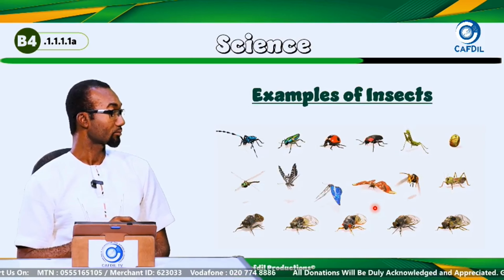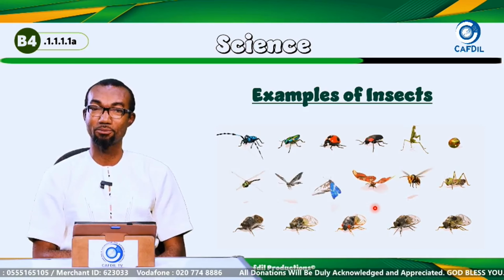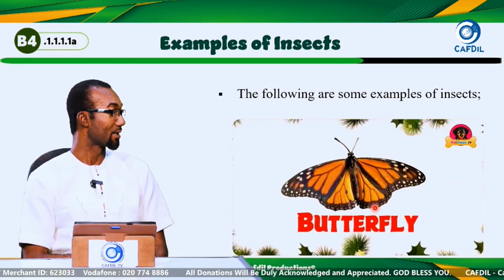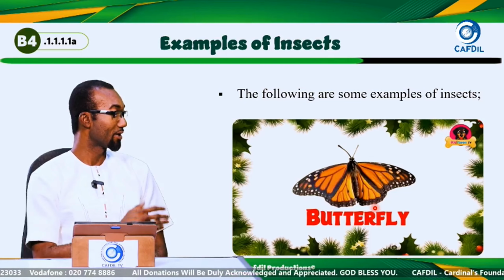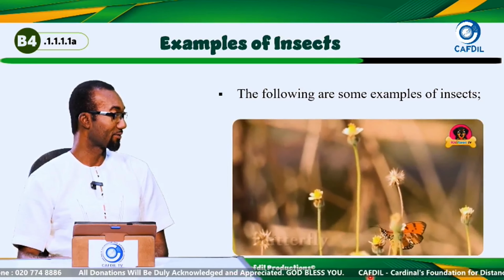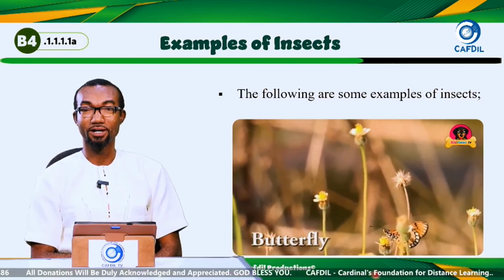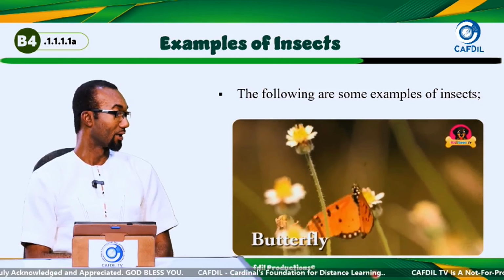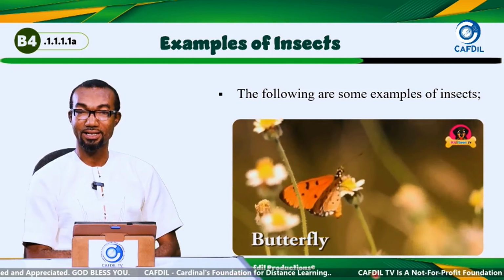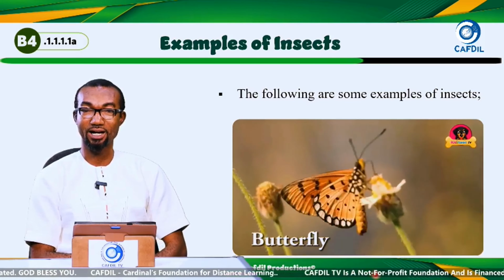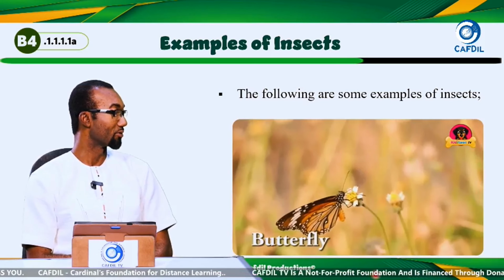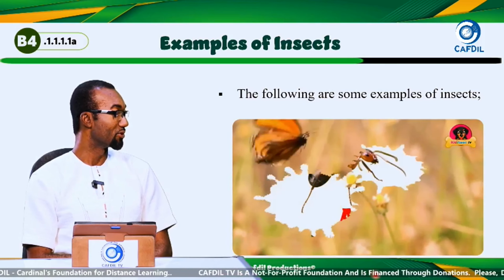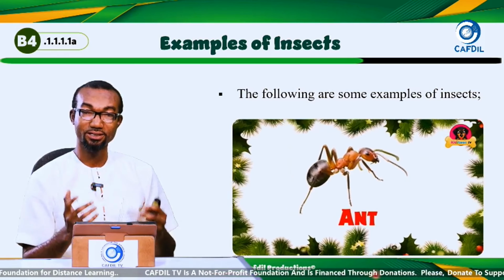Good. Now let's look at some examples of insects. So the first one we have here is butterfly. And I believe you have seen butterfly in your environment before. They come in different colors, very beautiful colors. Their wings are very beautiful, and I know you have seen a lot of them.